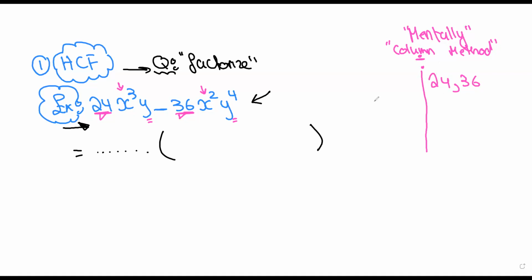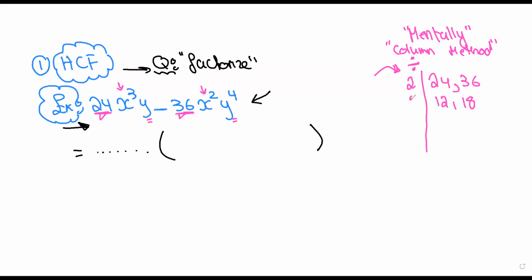Write these numbers separated by a comma, as I did over here. This vertical line represents division. On the left-hand side, we write only prime numbers. And this is how you start. Both numbers can be divided by 2. So you divide individually, 24 divided by 2 and 36 divided by 2.